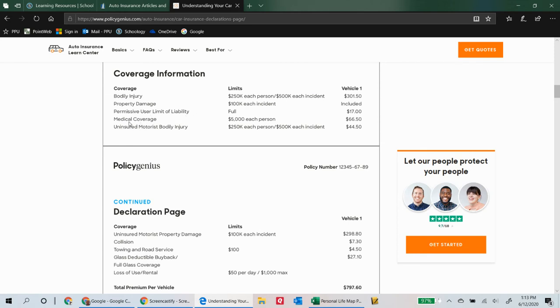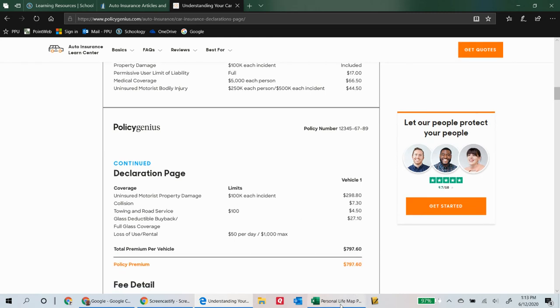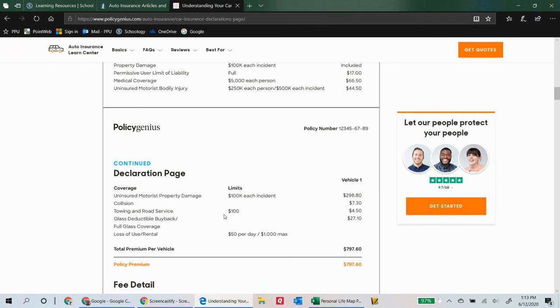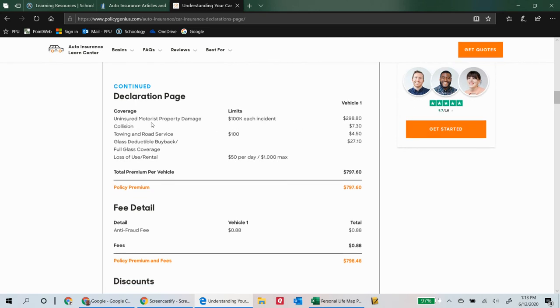And you can keep going down. There's your medical coverage, that's that bodily injury. And then you have your uninsured motorist coverage as well, with policy limits of $250,000 and $500,000. If we go back briefly to the page, you can see I've broken it out here where you're going to put in, for instance, the property damage liability per person, per occurrence. And if we look at the worksheet, it shows per person, per incident or occurrence. And then down here, here's your uninsured motorist.